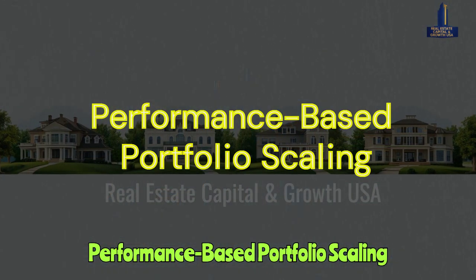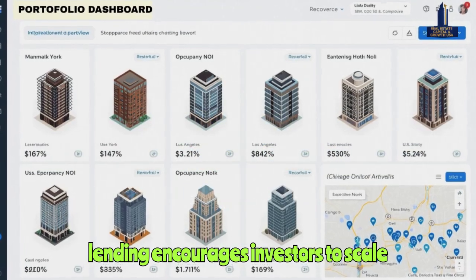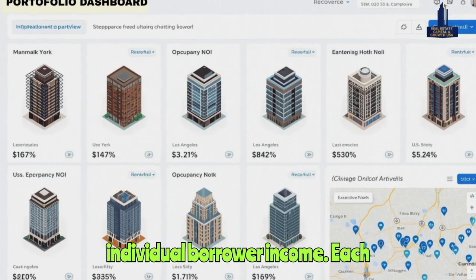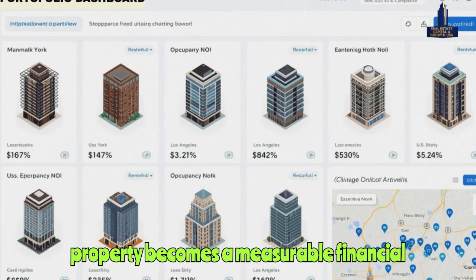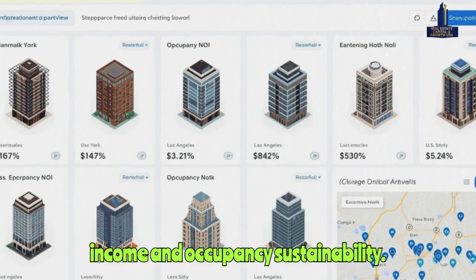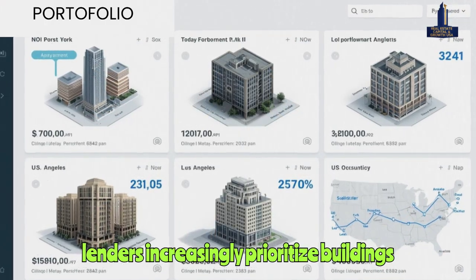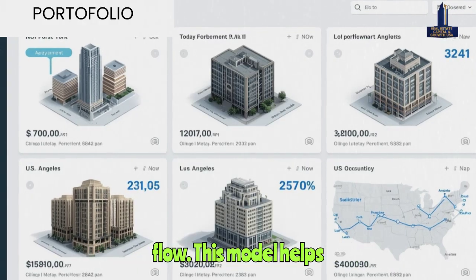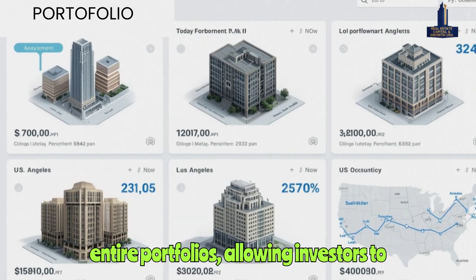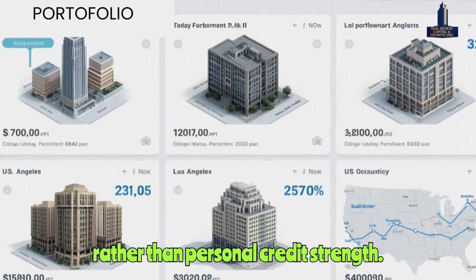Performance-based portfolio scaling. Within multifamily markets, DSCR lending encourages investors to scale responsibly by focusing on portfolio-wide performance instead of individual borrower income. Each property becomes a measurable financial unit, evaluated by its net operating income and occupancy sustainability. In states like Florida and Colorado, lenders increasingly prioritize buildings demonstrating predictable monthly cash flow. This model helps establish financial consistency across entire portfolios, allowing investors to pursue growth through measurable returns, rather than personal credit strength.